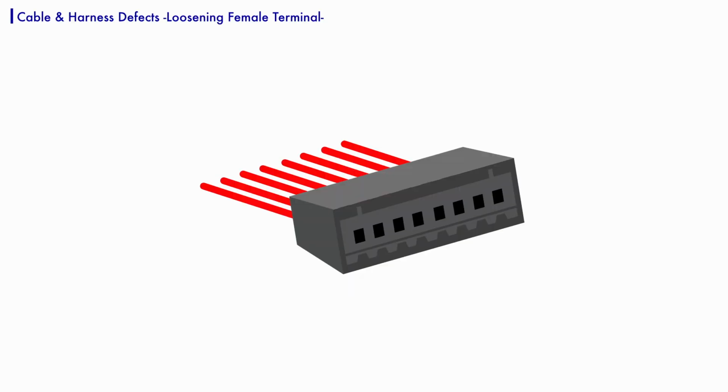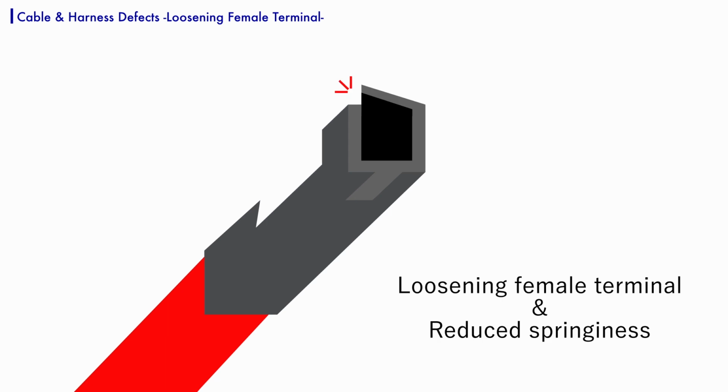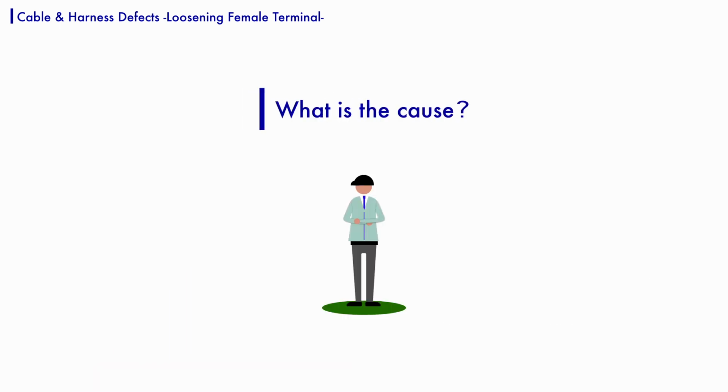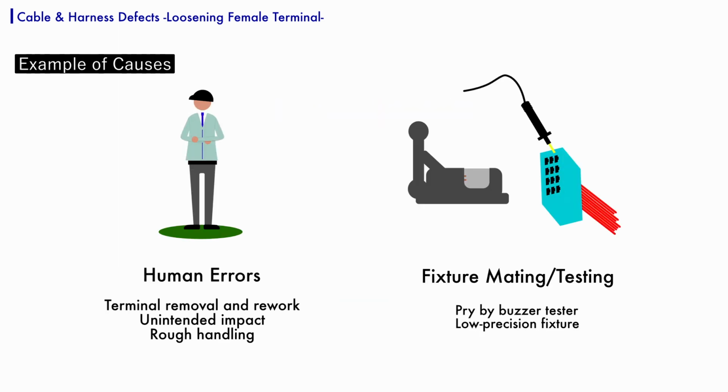A loose female terminal is a processing error in manufacturing cables and harnesses. In this video, we will show you how this error occurs and how inspections prevent outflows. Loosening of the female terminal occurs during handling and fixture mating.